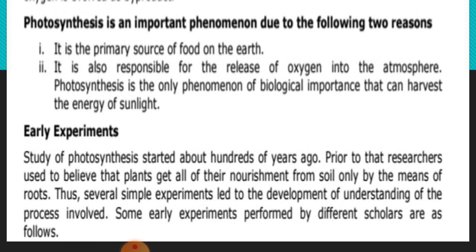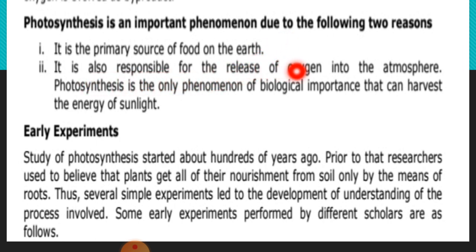There are two reasons we can say that it is the most important process. It is the primary source of food on the earth. Photosynthesis is the process which gives us food on the earth, because it prepares food in the green leaves. So they are also known as wonderful laboratories. These green leaves give us a source of food due to the process of photosynthesis.